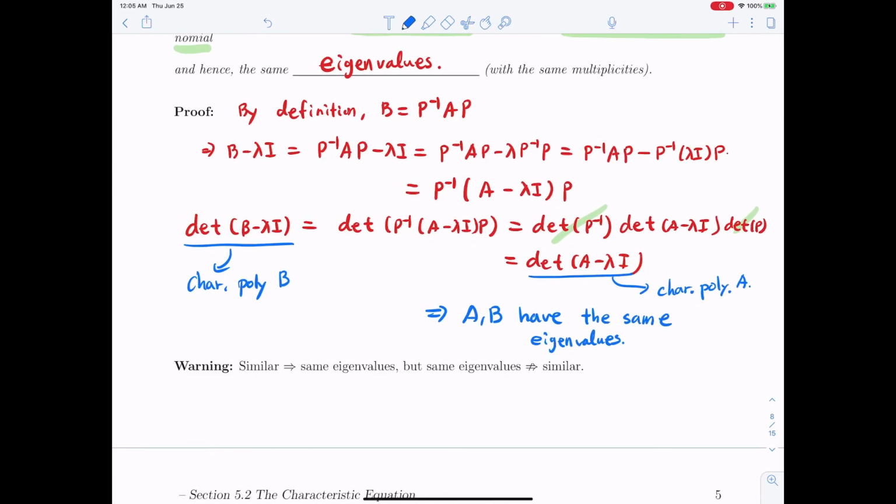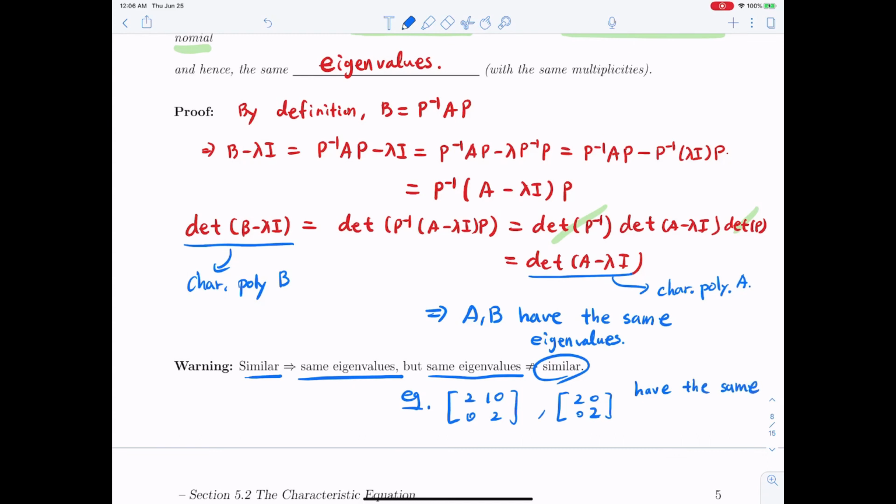So here, one thing that I want to note is that we have proved that similar matrices have the same eigenvalues, but having the same eigenvalues does not imply similarity. For example, the matrices [2, 1; 0, 2] and [2, 0; 0, 2] have the same eigenvalues, but they are not similar. And we will see why these two matrices are not similar in the next section.